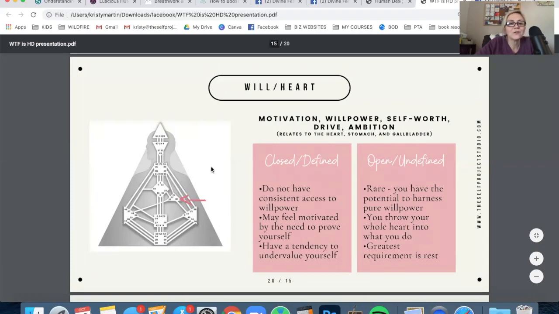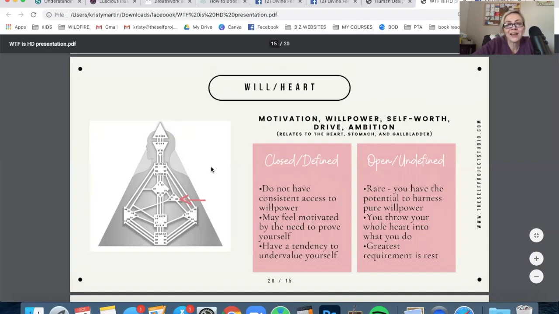So if it is closed, you do not have consistent access to willpower. So you might find that you're able to harness some willpower for a while, but then you lose it. You may feel motivated by the need to prove yourself, and you have a tendency to undervalue yourself.